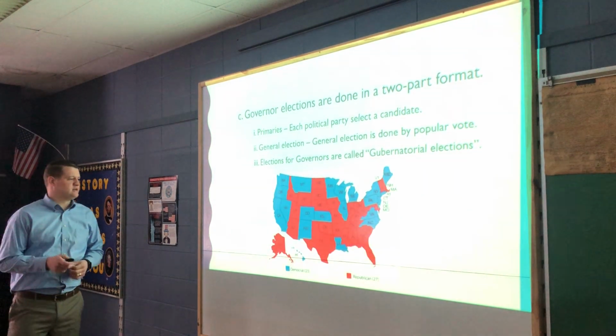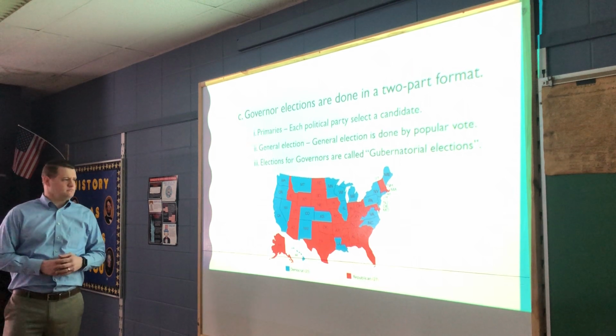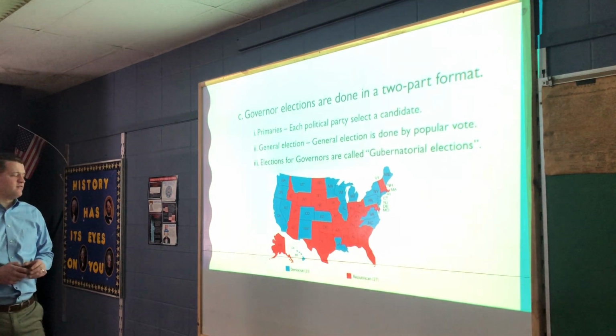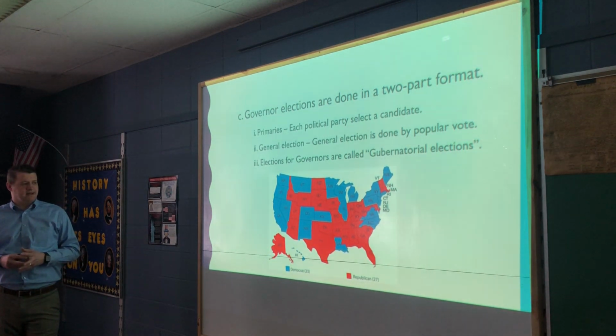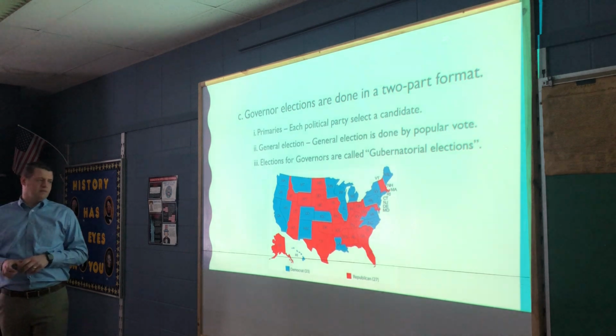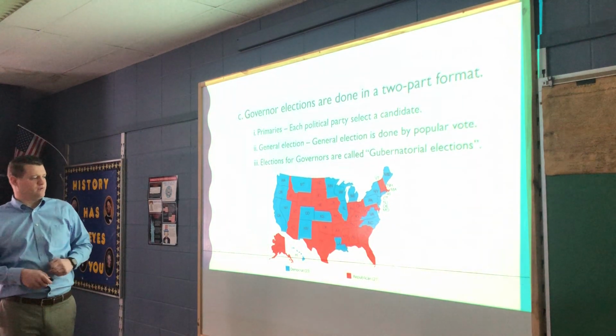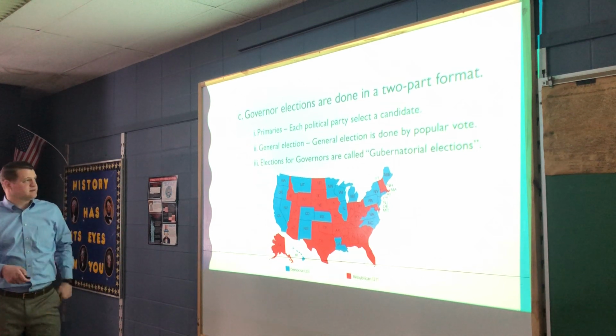And let's see. Here we have a picture of what kind of governor each state has, whether a Democratic governor or a Republican governor. The red is the Republicans: 27 current Republican governors and 23 current Democratic governors, so pretty evenly split.